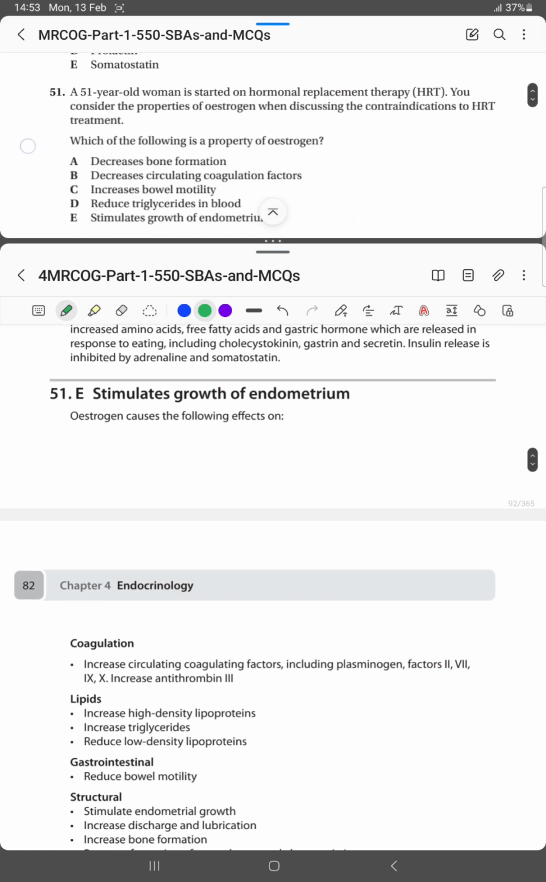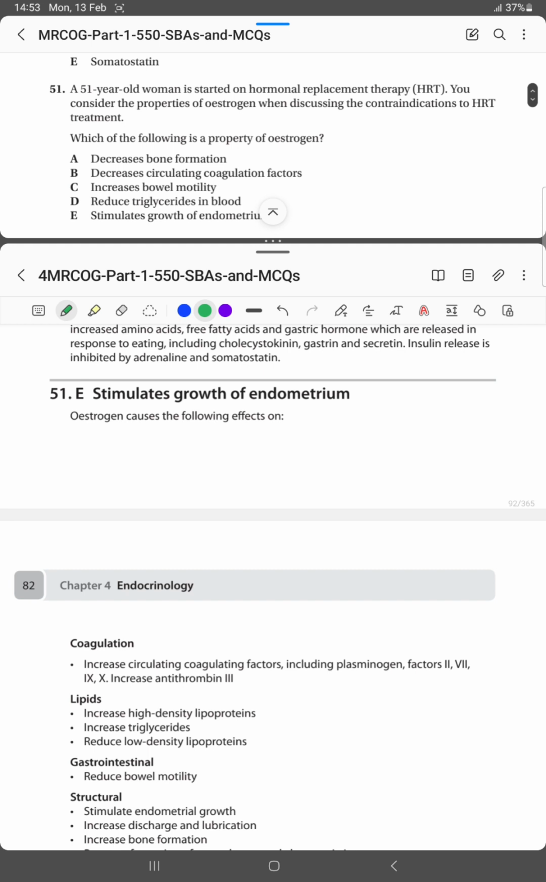Now, question number 51. A 51-year-old woman is started on hormonal replacement therapy. You consider the properties of estrogen when discussing the contraindications to HRT treatment. Which of the following is a property of estrogen? Decreased bone formation, no. Decreased circulating coagulation factors, no. Increased bowel motility, no. Reduced triglycerides in the blood, no. It stimulates the growth of the endometrium.